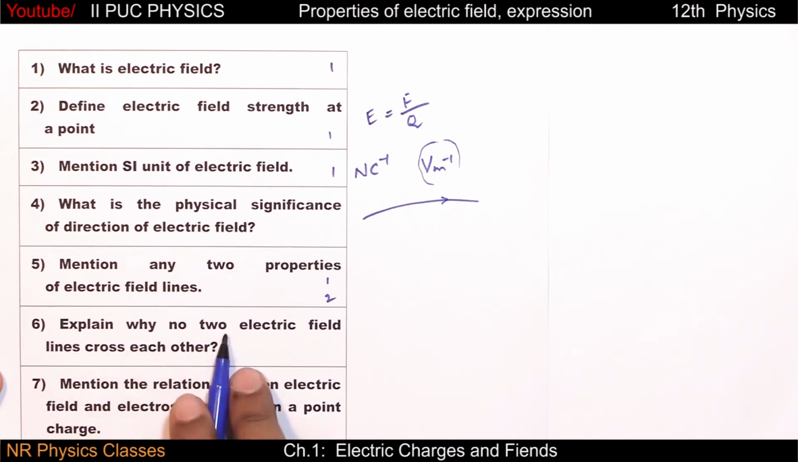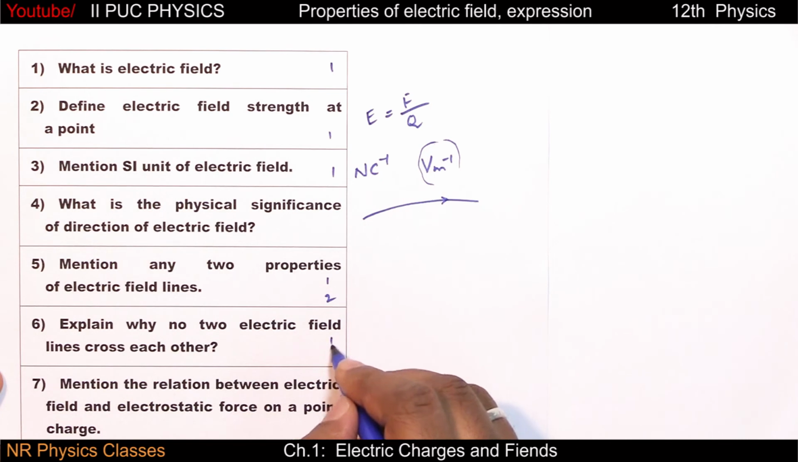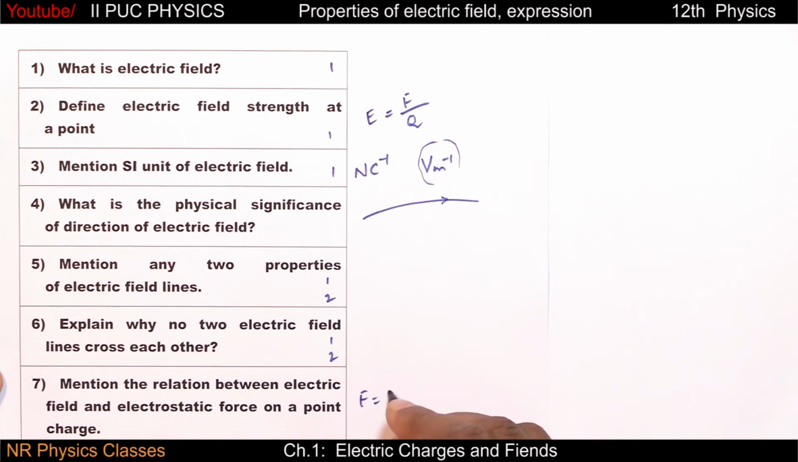Explain why no 2 electric field lines cross each other. Just now we discussed the explanation of this. This is for 1 or 2 marks. Mention the relation between electric field and electric force on a point charge. F equal to Q into electric field.